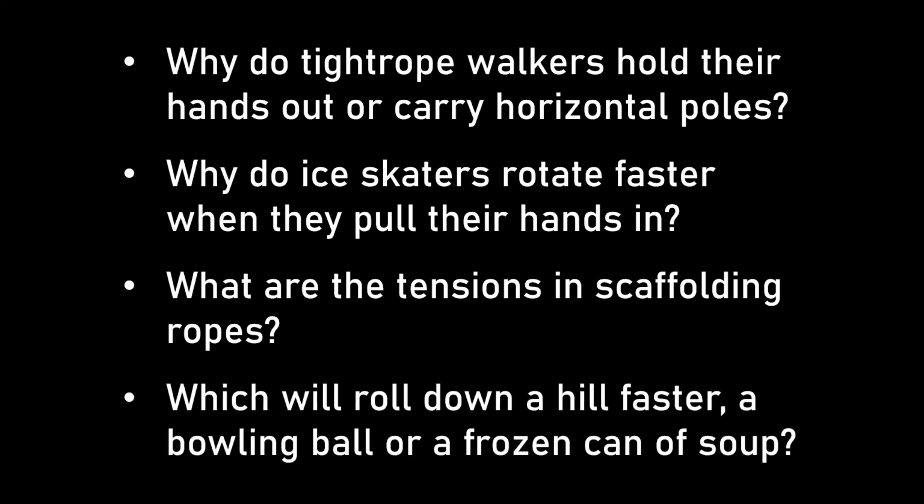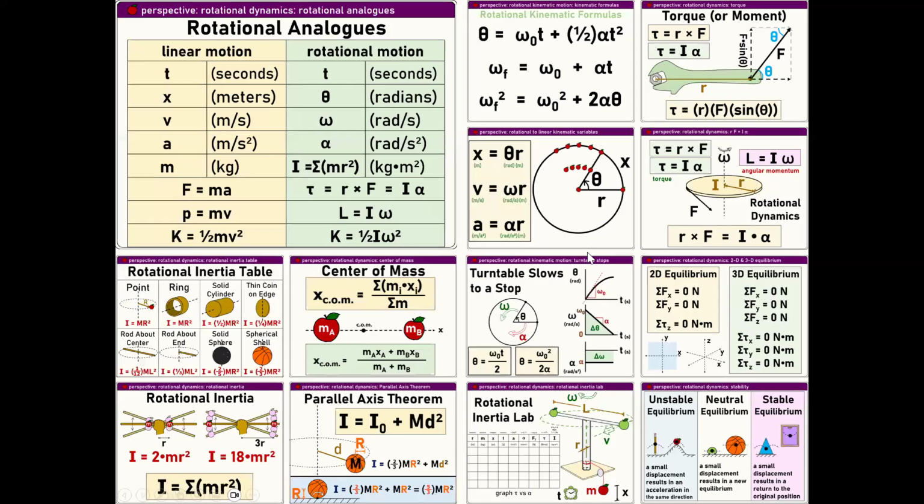What else have I got here? Oh, suppose you've got a roll race. A bowling ball and a frozen can of soup. You let them both roll down hills. They're not going to tie. Somebody's going to win that race, if there's static friction, that is. That's all these purple banners.